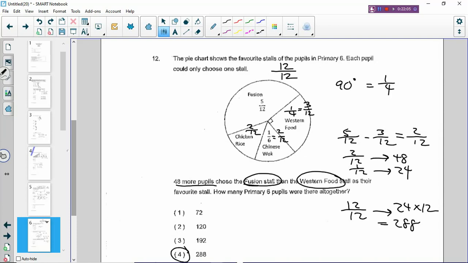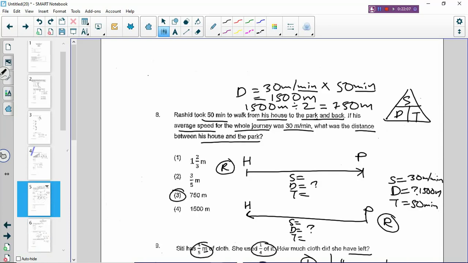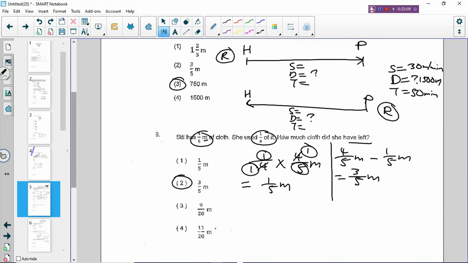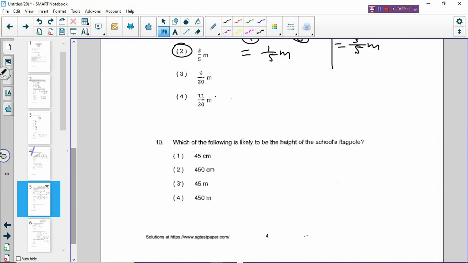Okay, let's go on to the next one. And oh, we forgot number 10, right? There's a number 10 there. Okay, now which of the following is likely to be the height of the school flagpole?